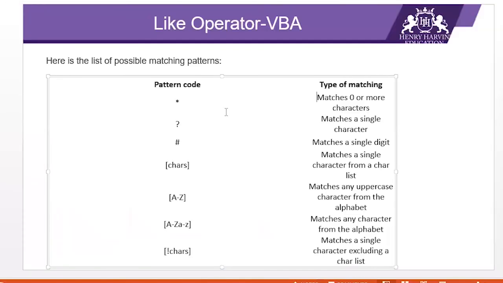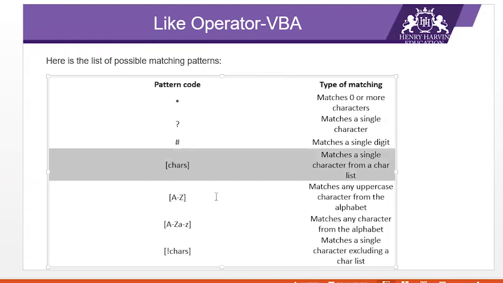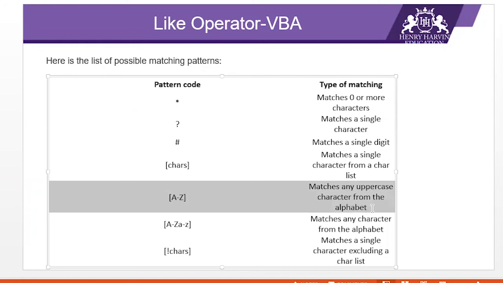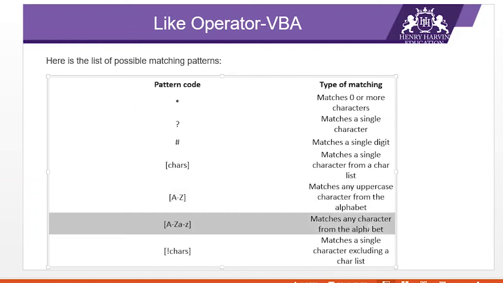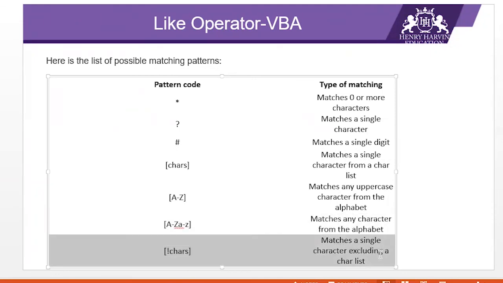Let me show you the PPT once again, where we have this. If you look at the asterisk, it matches 0 or more characters. The question mark matches a single character. The hash sign matches a single digit. And what does this mean, guys? Matching a single character from a character list. This matches any uppercase character from the alphabet. This matches any character from the alphabet. Any character means it could be either caps or small. And now see that this matches a single character excluding the character list. All right, I hope this is all clear.